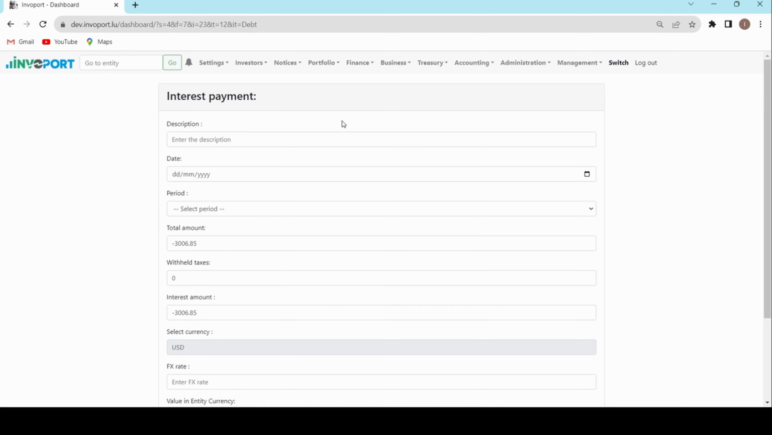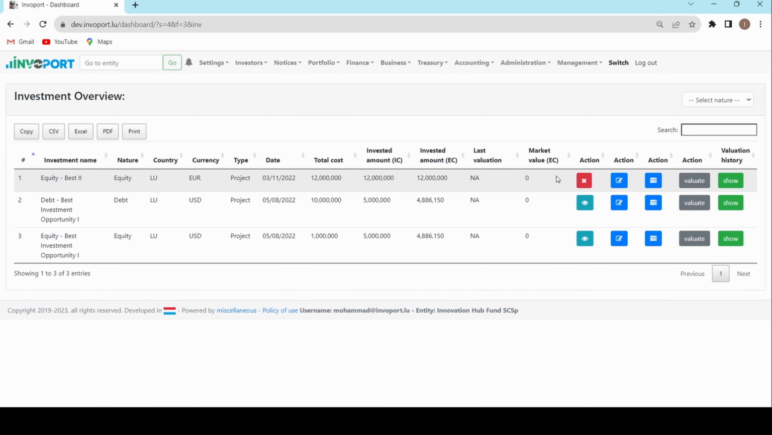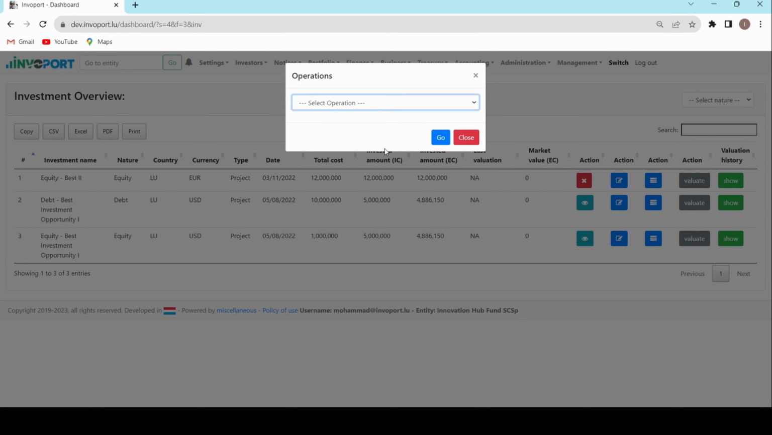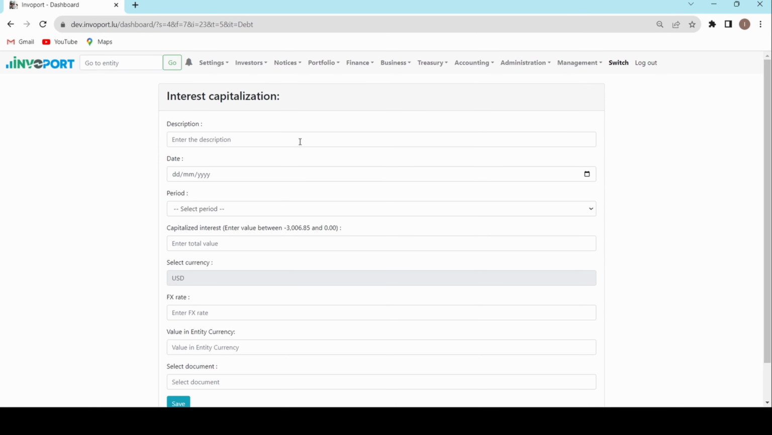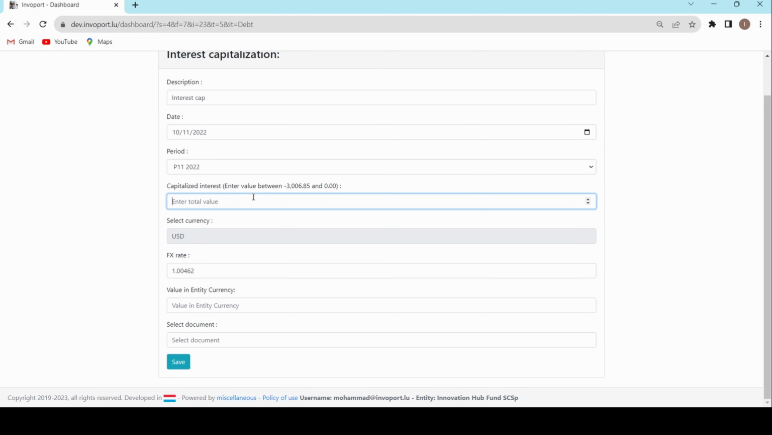You can also capitalize the interest on the principal amount of the debt. To complete this transaction, select Interest Capitalization as a transaction type, complete the form, and approve the transaction. Then it's done.